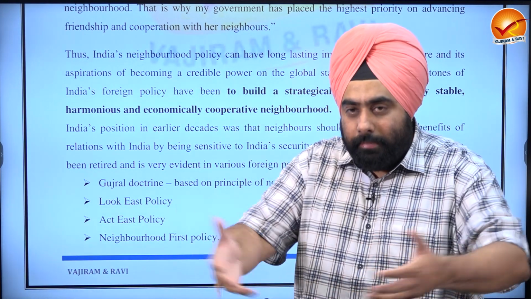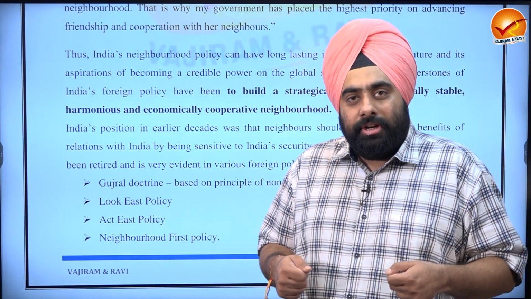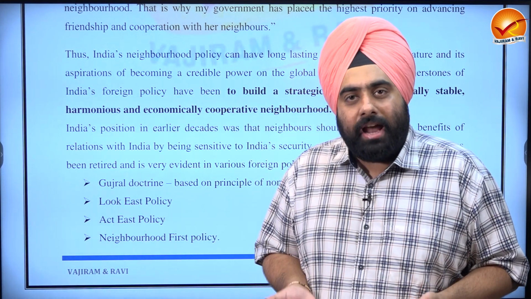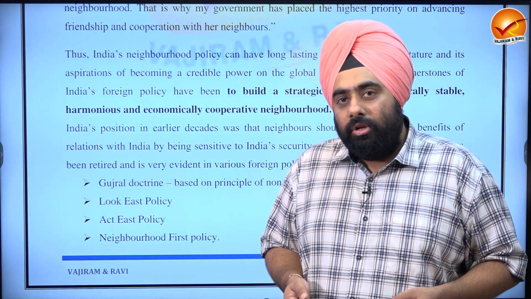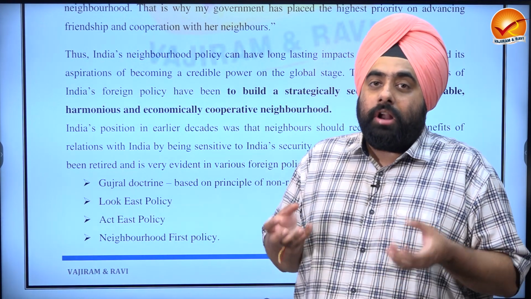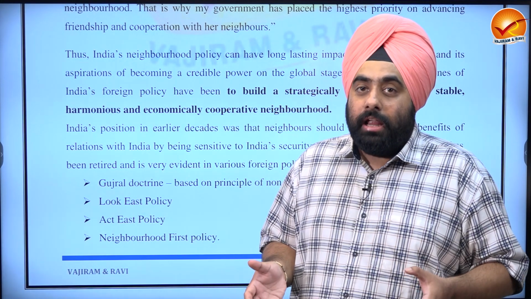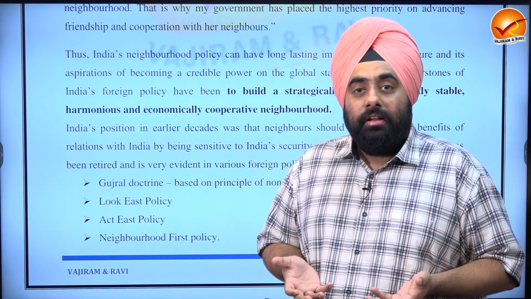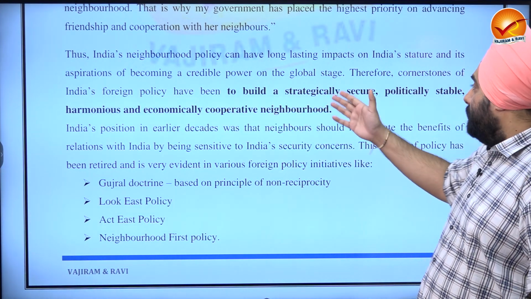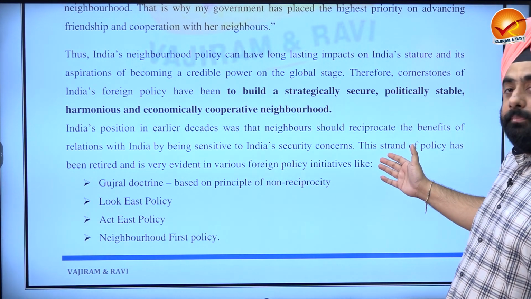But if we have troublemaking neighborhoods, then all our energies and all our resources would be wasted dealing with the problems in our neighboring countries, because you can never get rid of your neighbors, as Atal Bihari Vajpayee had said. If they are a stable neighborhood, then we can concentrate on our own development and growth, and we can shine at the global level, which would not be possible if we have troubles all around us. Therefore, it is very important to understand that for India, it is important to have a strategically secure, politically stable, harmonious and economically cooperative neighborhood.